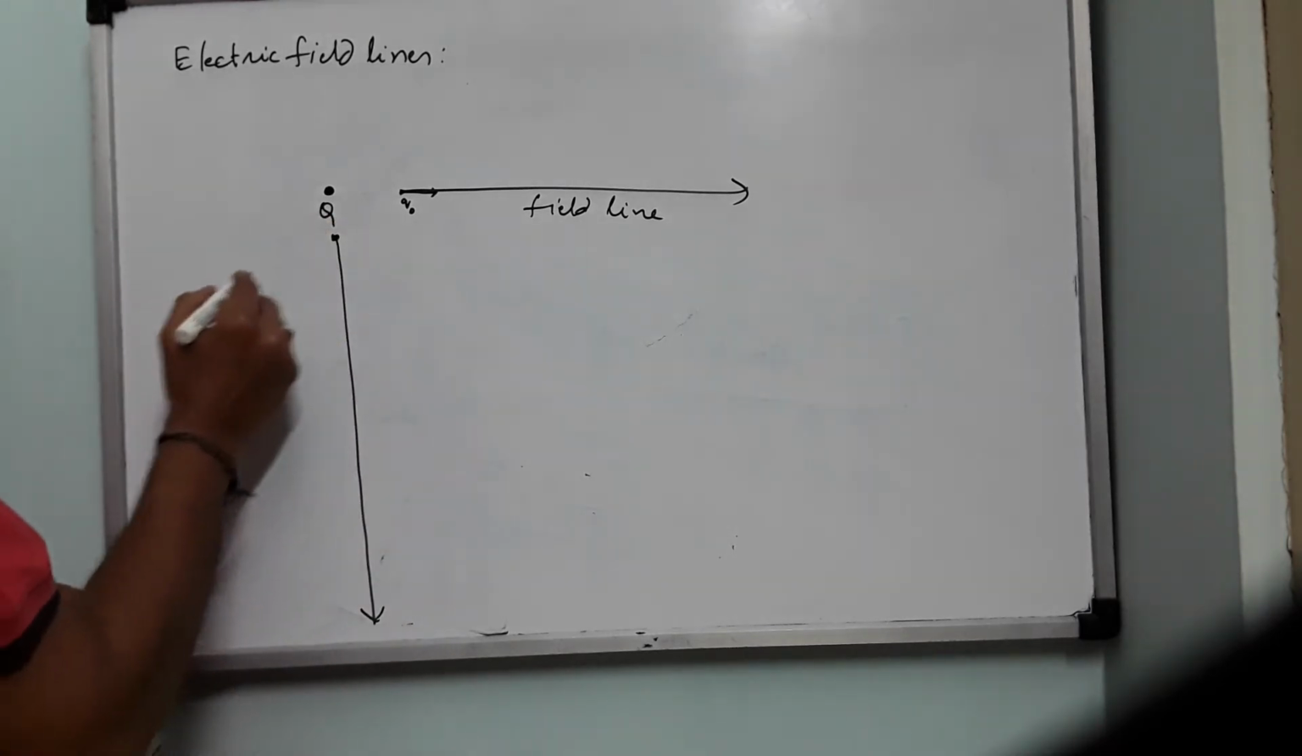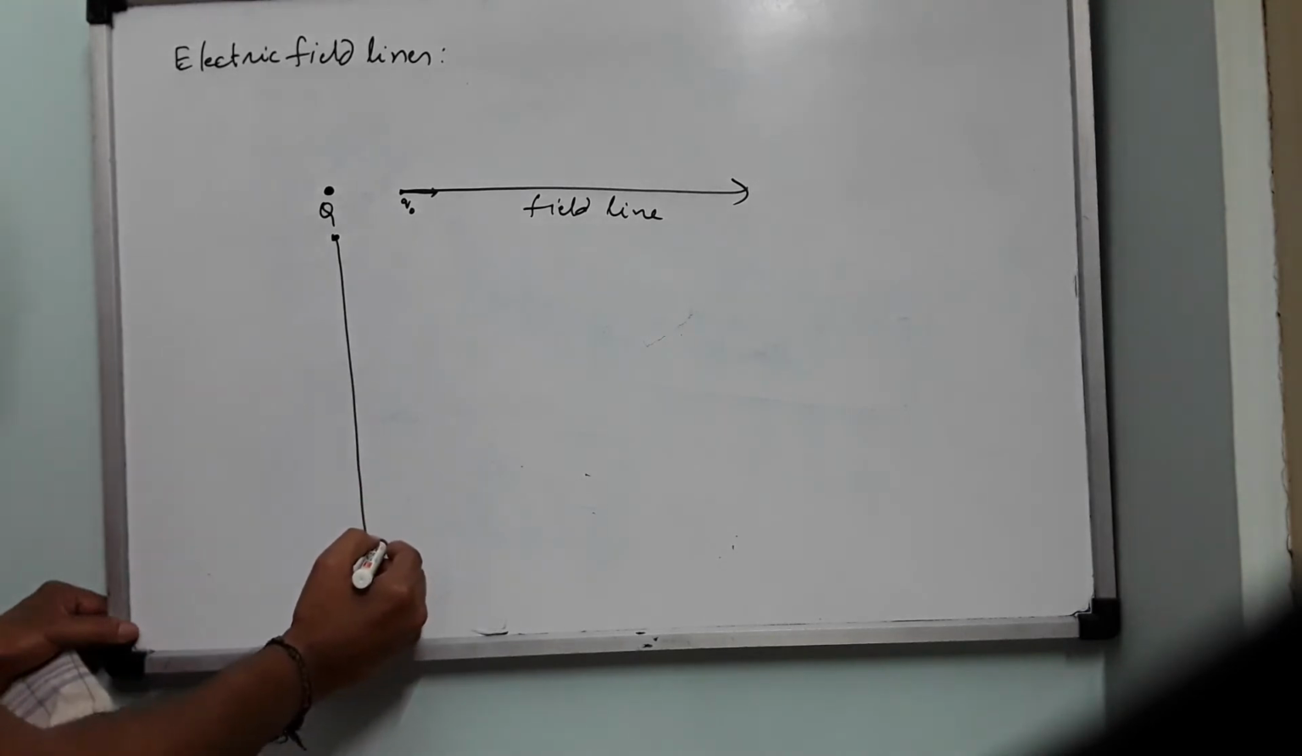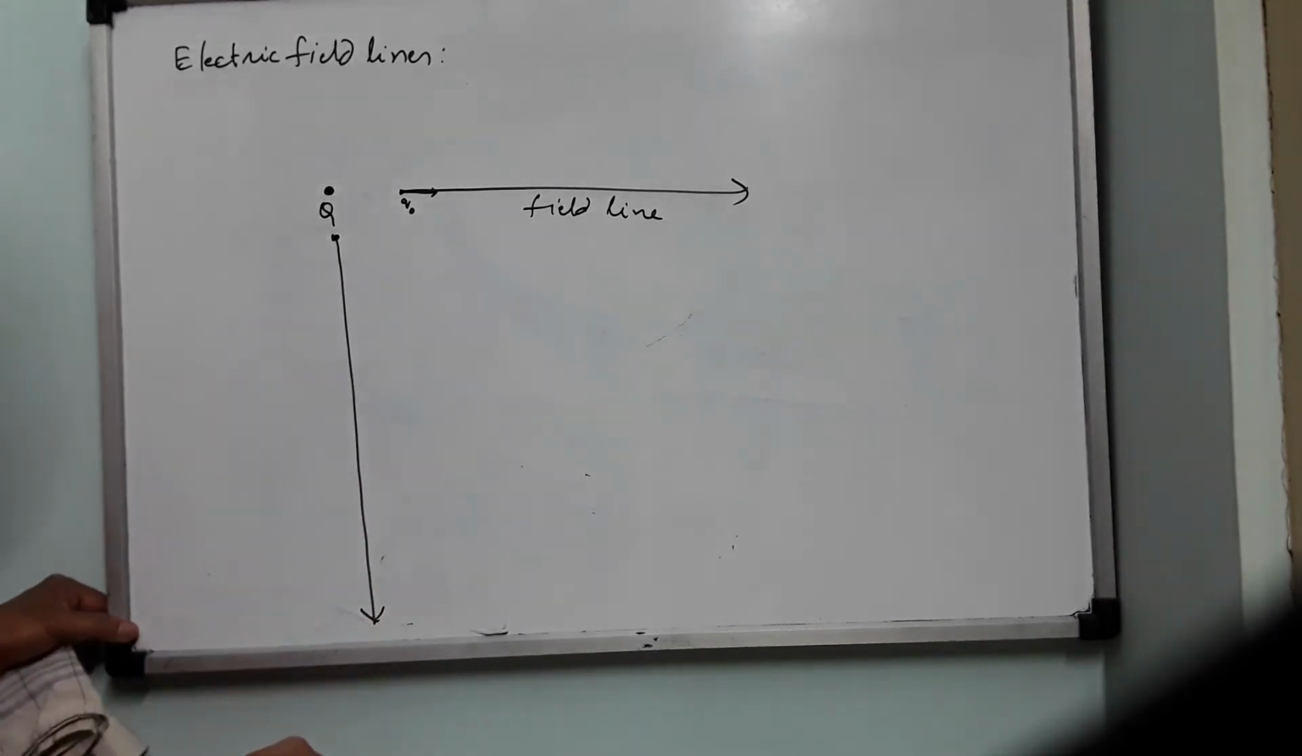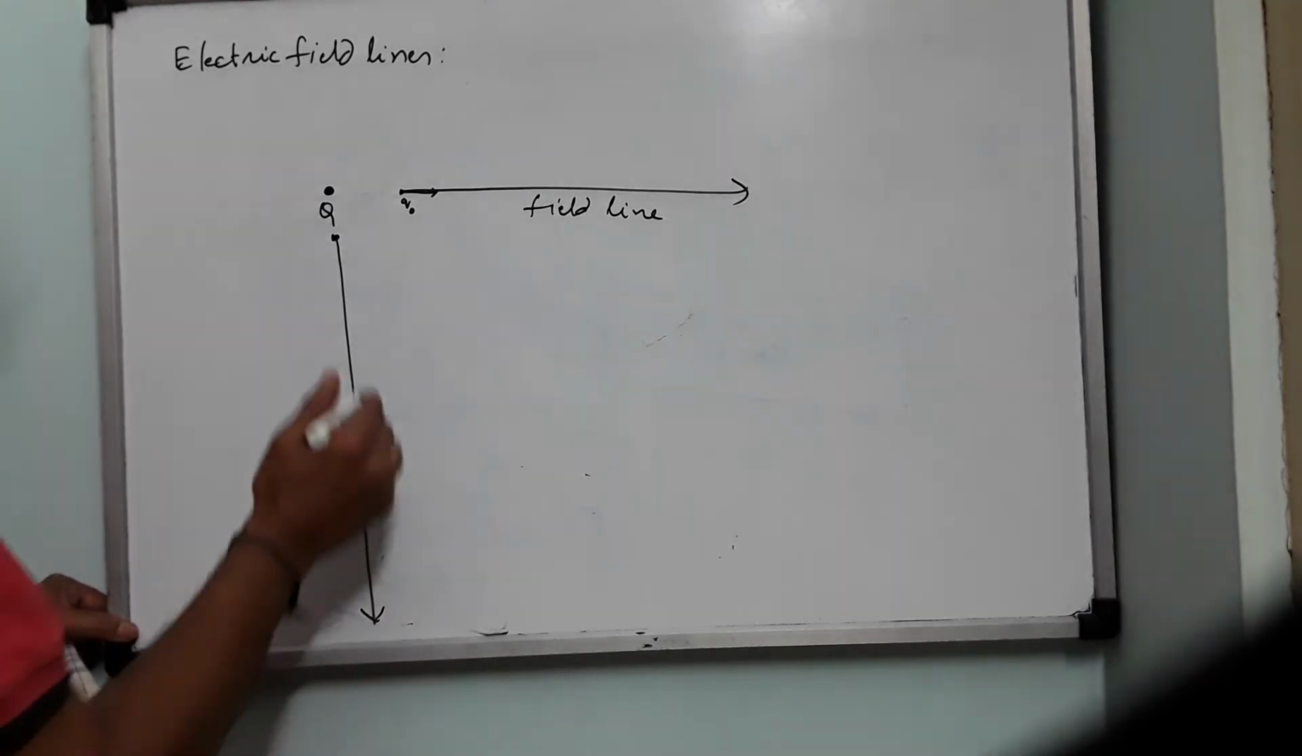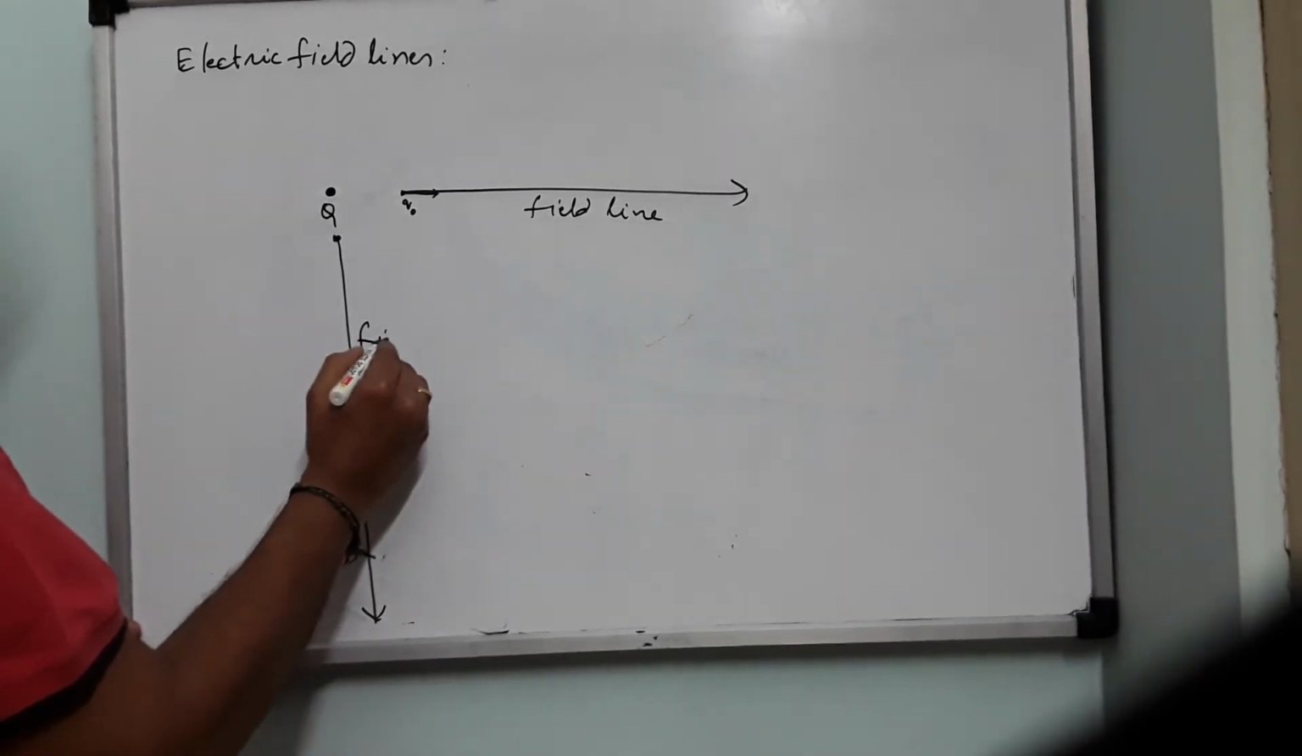The force on this will be gradually decreasing, so therefore acceleration also will be gradually decreasing. Finally, it is going to stop. Right? Now, what is this? This is also one of the field lines.